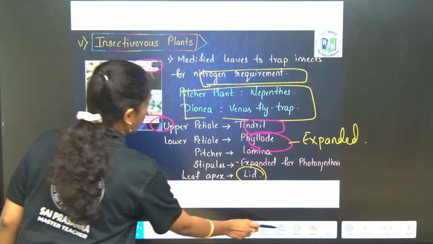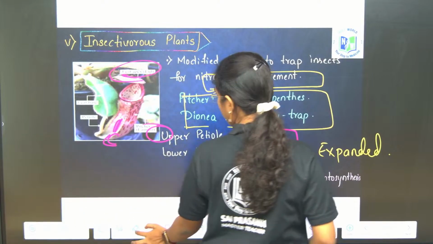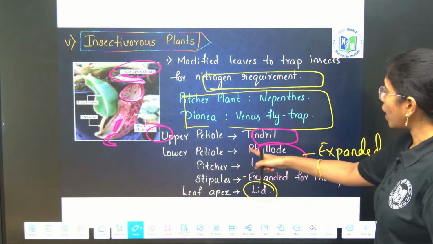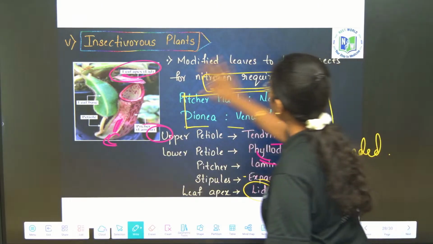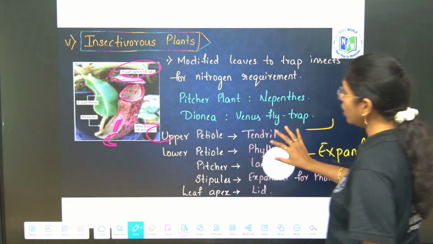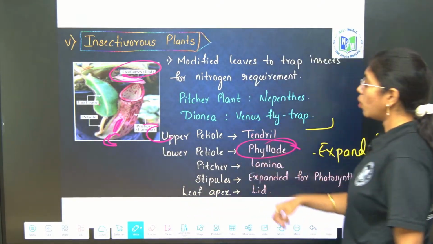So what are the modifications that we have observed over here? First, the upper part of the petiole is modified to what? Tendril. Okay, upper part of the leaf is modified to tendril. Next, the lower petiole is modified to phylloid.